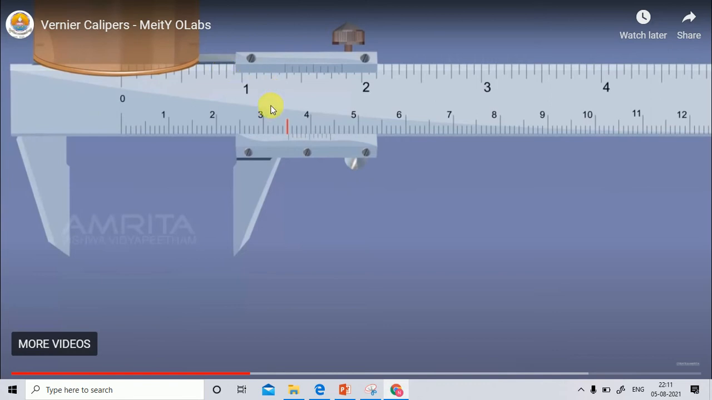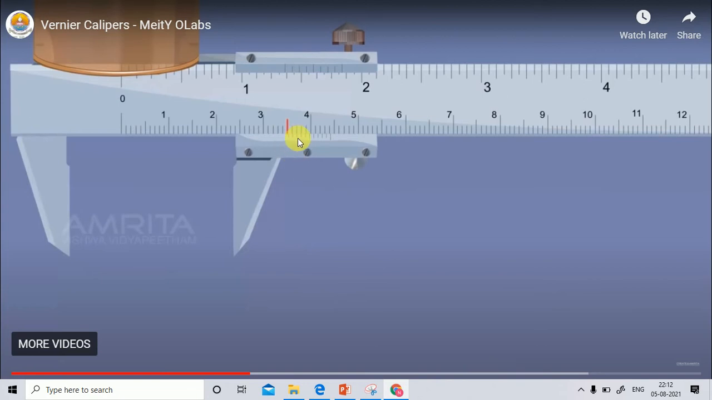So once getting that proper fit, we can measure the main scale reading. What is the main scale reading? The 0 of the vernier scale is showing 3.5 on the main scale. So that gives the main scale reading value, which is 3.5 in this case. Now we are going to measure the vernier coincidence.